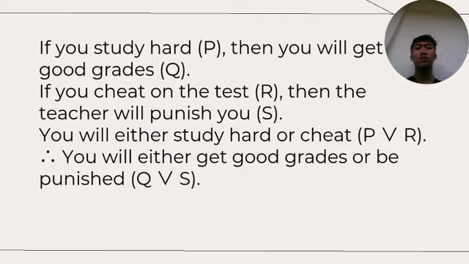If you study hard (P), then you will get good grades (Q). If you cheat on the test (R), then the teacher will punish you (S). You will either study hard or cheat, P or R. The conclusion: you will either get good grades or be punished, Q or S.